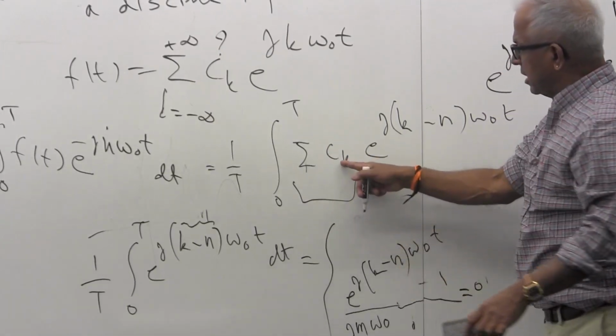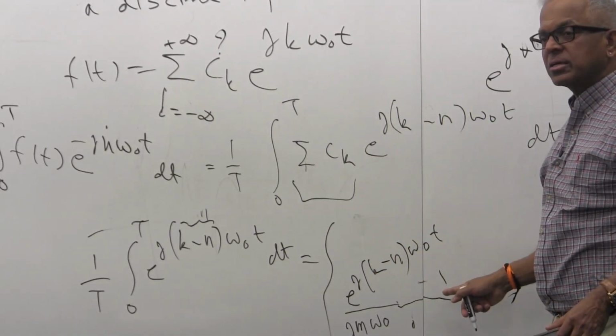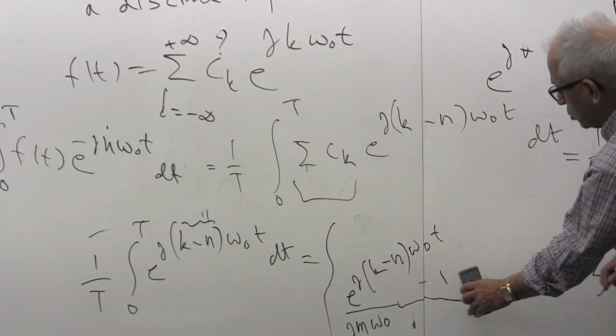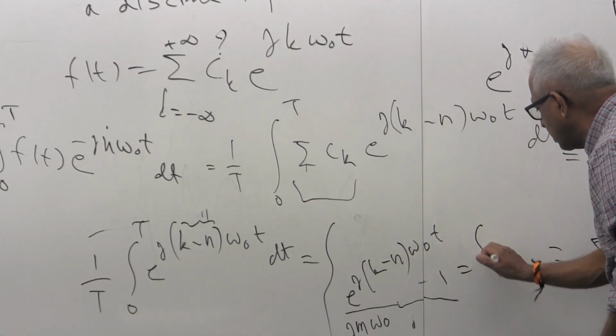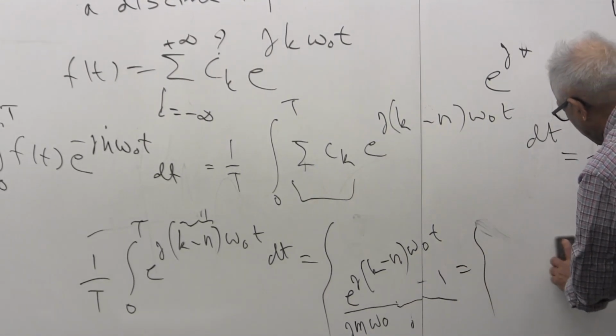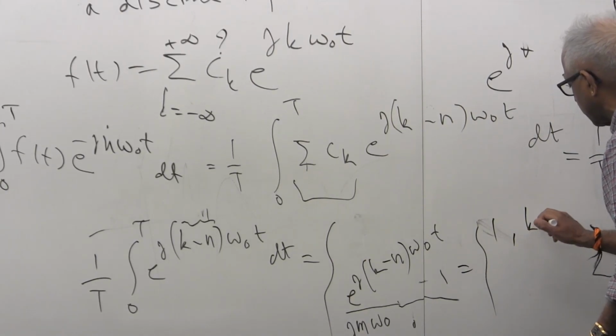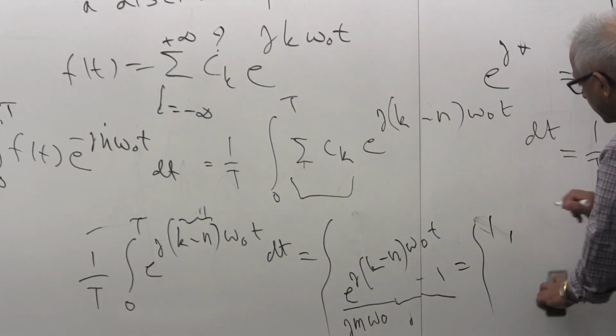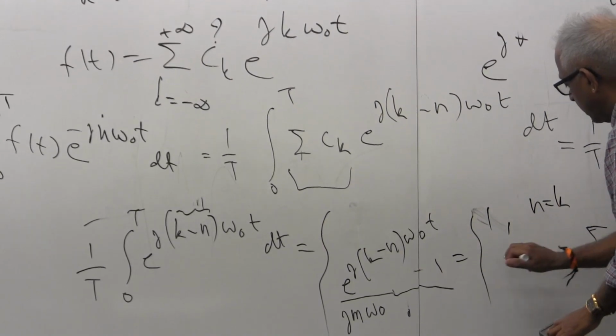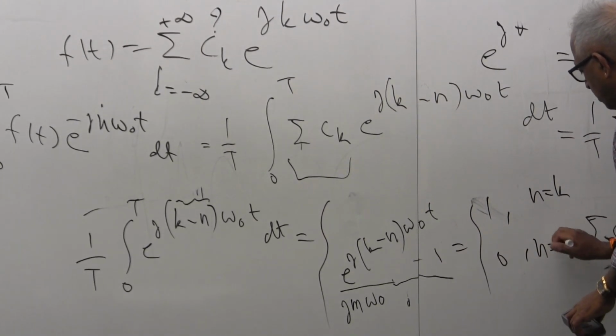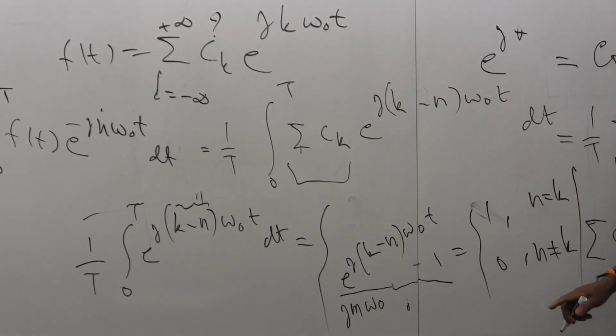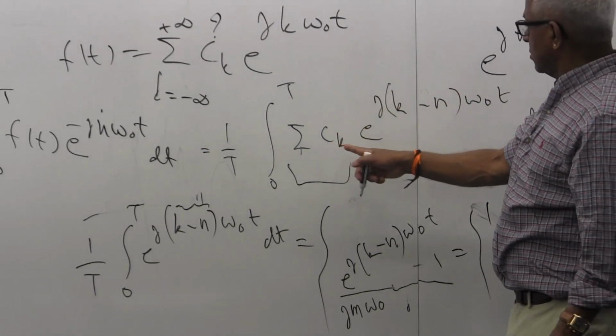Now, but the integration is not on this, integration is here. So what is the moral of the story? Look at here. Moral here says this value of this integral is 1 when n equal to k, and it is 0 when n is not equal to k. Do you see that?